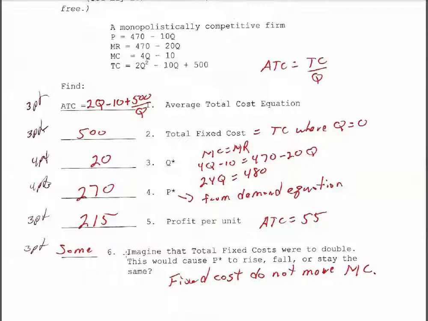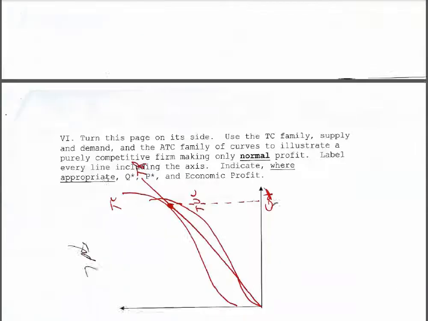And this one's a little harder. Imagine that total fixed costs were to double. This would cause P star to rise, fall, or stay the same. It's a little counterintuitive, but it turns out that P star would stay exactly the same because fixed costs don't matter. Fixed costs, they certainly matter whether you make any money or not, but fixed costs don't make any difference in your decision on where is the best place to produce and where is the best price to charge. Fixed costs don't have anything to do with that. Those decisions, that is the location of P star and Q star, comes simply from marginal cost equals marginal revenue.